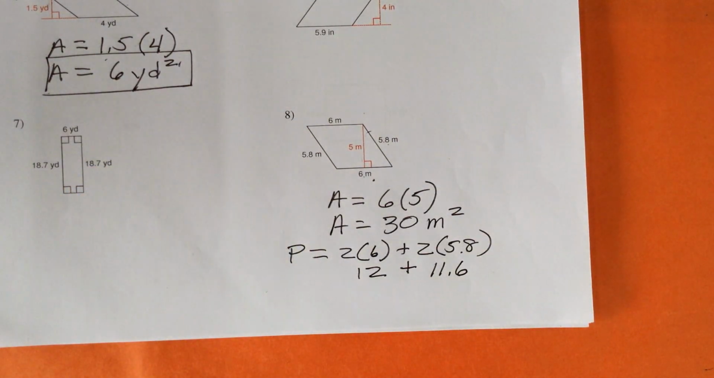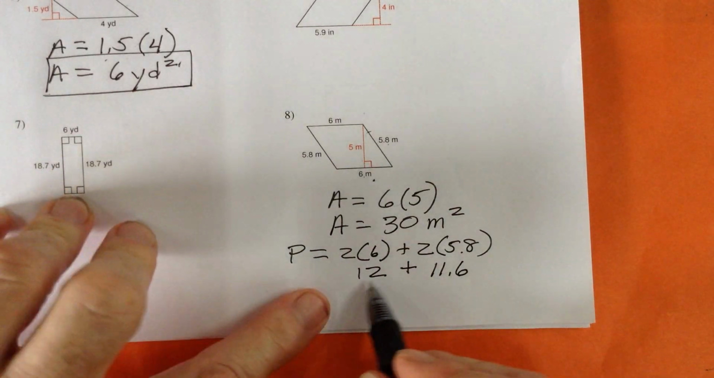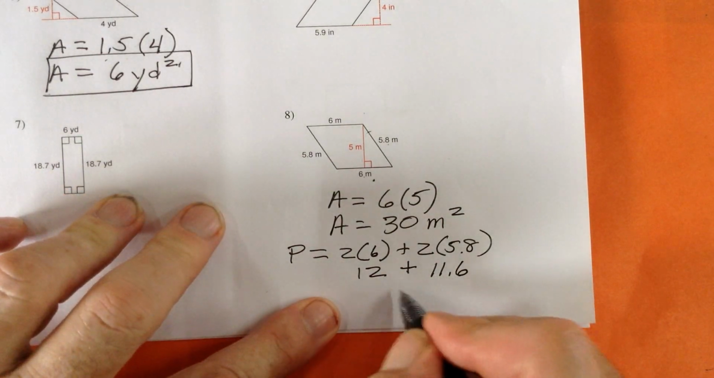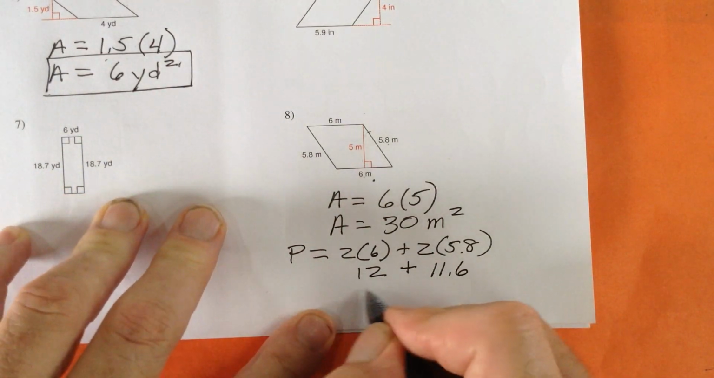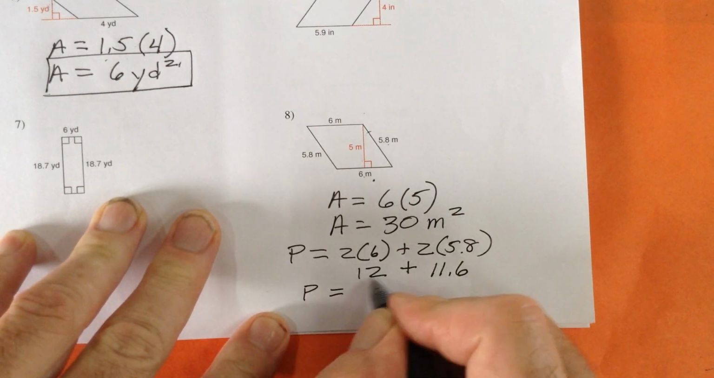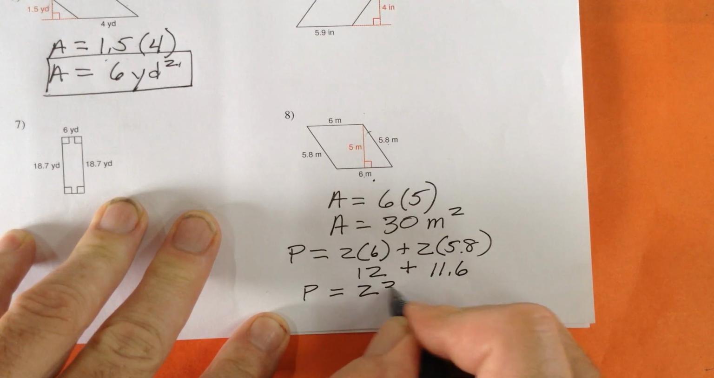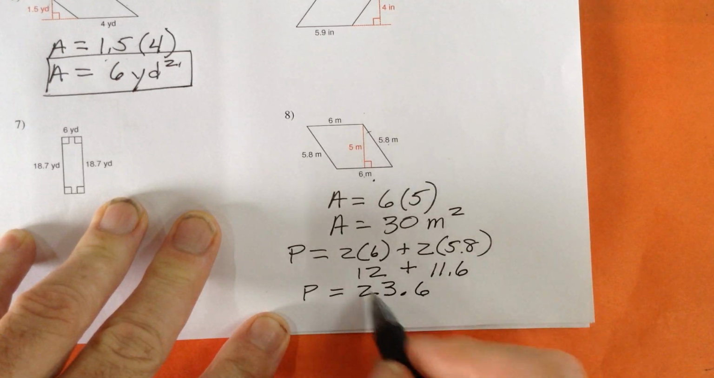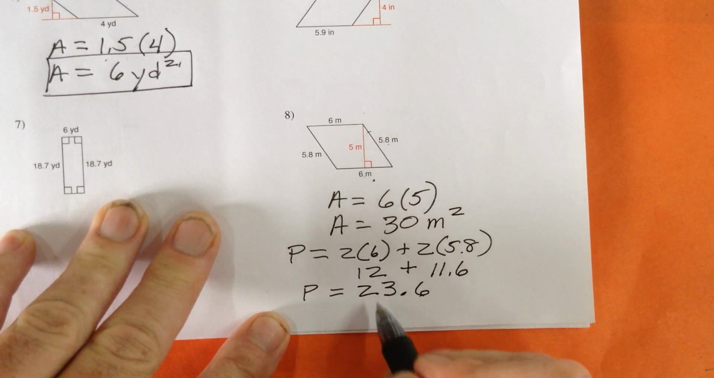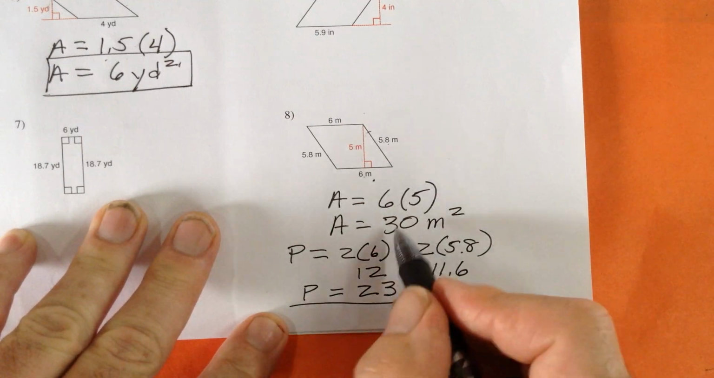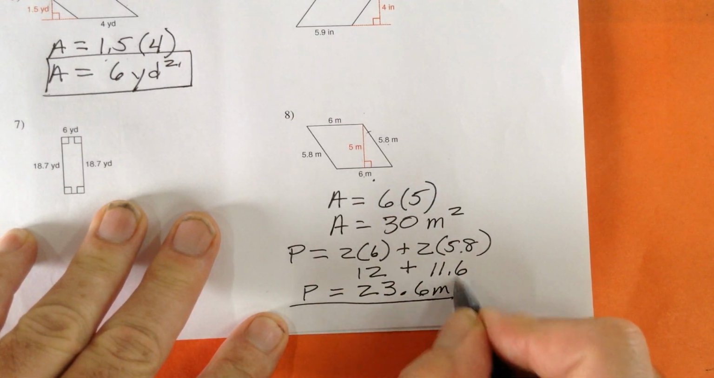So therefore, let's see, the perimeter, 12 plus 11.6, will be 23.6. Oh, and that'll be meters, linear meters.